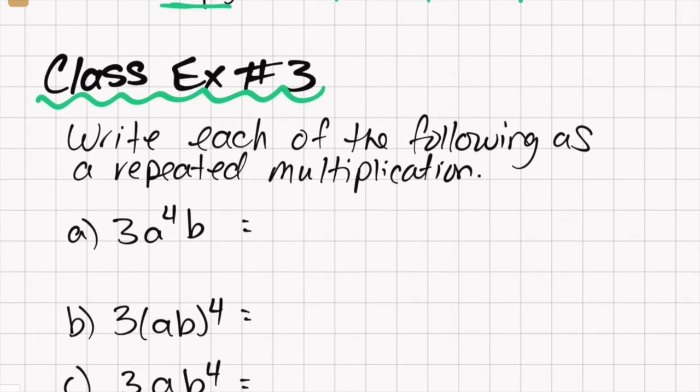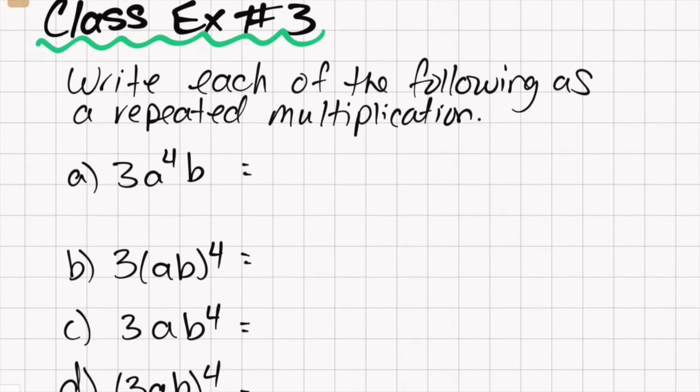Okay, let's look at some examples. Let's write each of the following as repeated multiplication. In part A here, we have 3, and then we have a to the power of 4 times b. So 3 is the coefficient, and that coefficient gets multiplied times 4 a's because a is raised to the power of 4. So we would write that as a times a times a times a, and then we have to have it times the b as well.